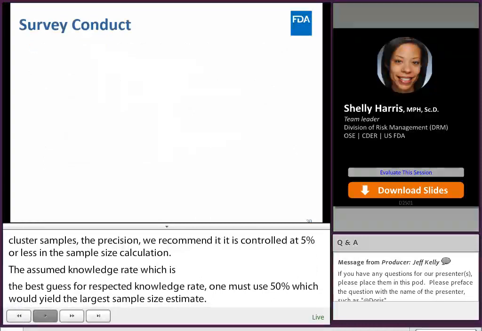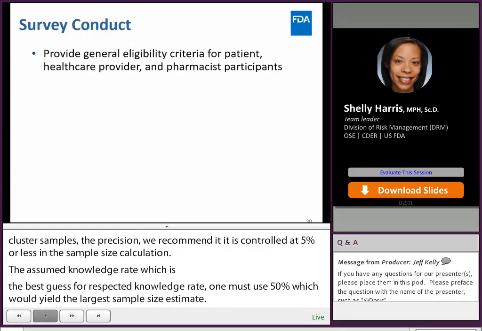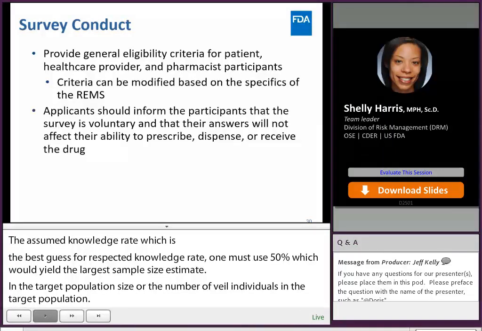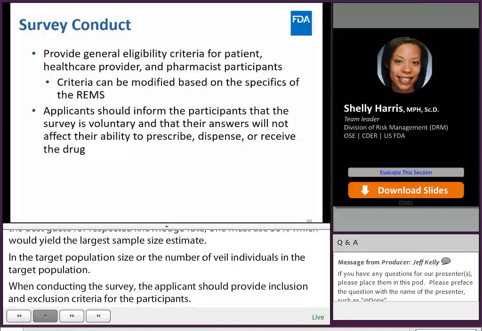When conducting the survey, the applicant should provide inclusion and exclusion criteria for the survey participants. This criteria may vary depending on the REMS. Participants should be informed that their participation is voluntary, they can stop at any time, and that their answers will not affect their ability to prescribe, dispense, or receive the drug.